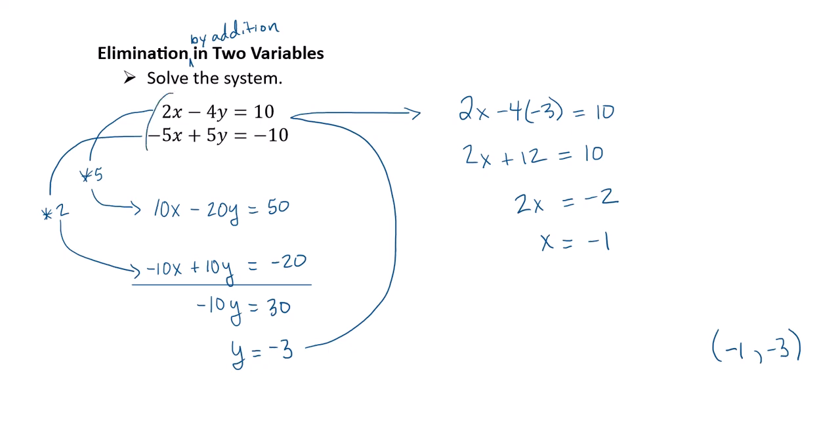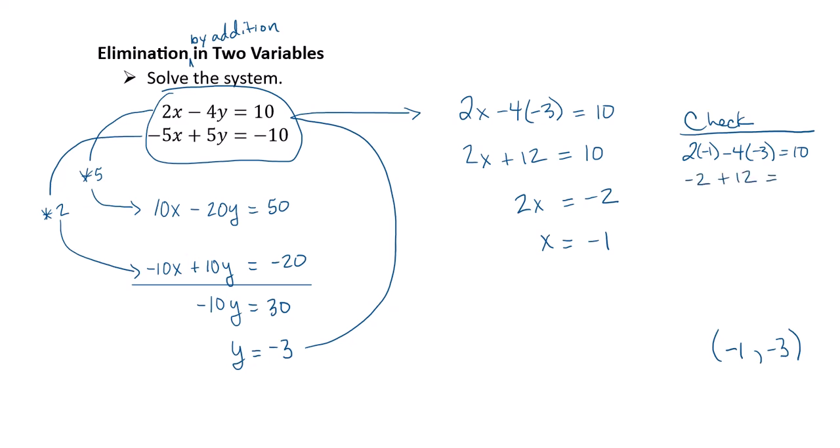We can check this in the original set of equations, making sure that it satisfies both of those equations. So when I want to check, I'll put it into the first equation. 2 times negative 1 minus 4 times negative 3 equals 10. This makes a negative 2 plus 12 equals 10. So we know that the point negative 1, negative 3 is at least a solution to the first equation. We still have to check with the other equation.